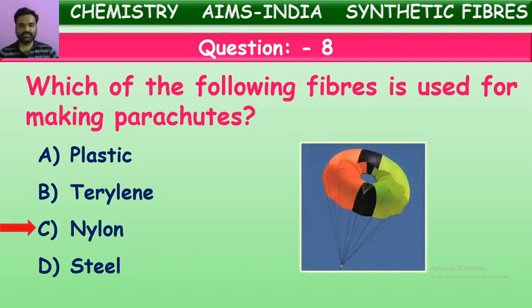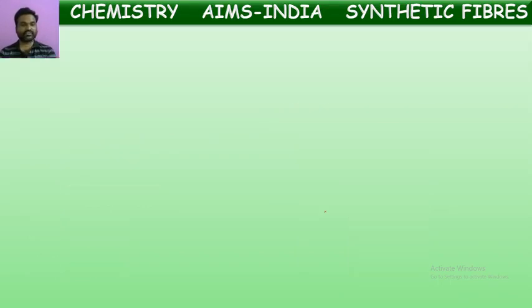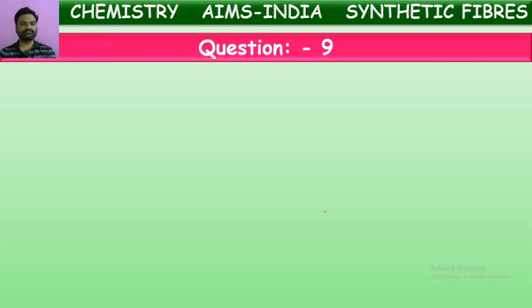See, these are thin wires. They look like very thin wire, but they can carry the person who is hanging there. That is because of the toughness of nylon wires. So these parachutes are made up of nylon fiber. That is correct. Next, let us go to the next question.